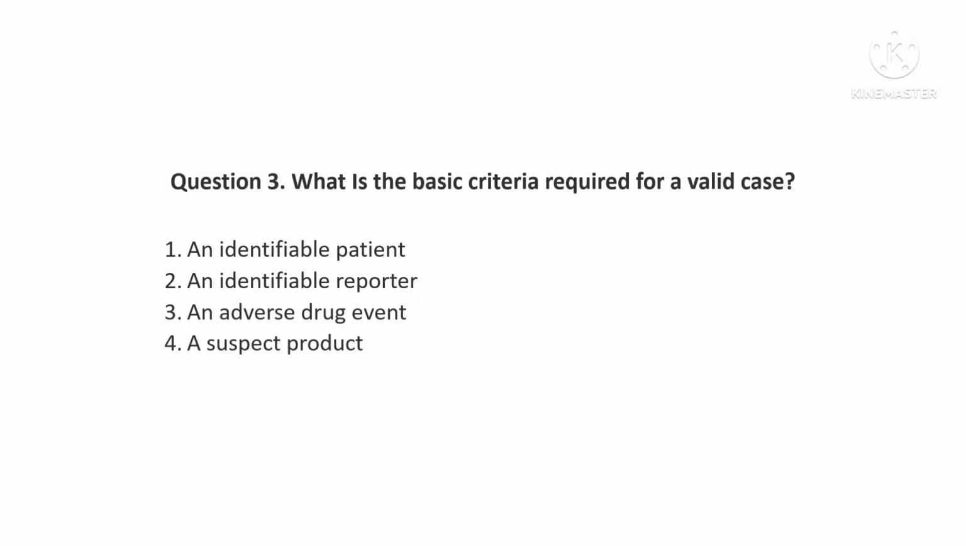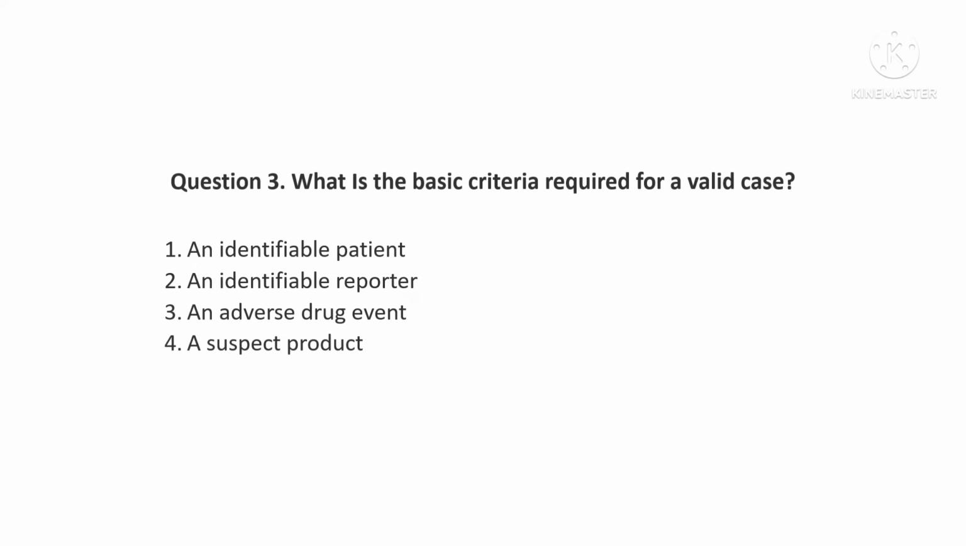Third question is, what are the basic criteria required for a valid case? The reports which we receive are called ICSRs, meaning individual case safety reports. All those are cases, and those cases need basic criteria to be a valid case. Those basic criteria are mentioned here. There are four: there should be an identifiable patient, there should be an identifiable reporter, there should be an adverse drug event, and a suspect product. We will discuss all these four parameters one by one.